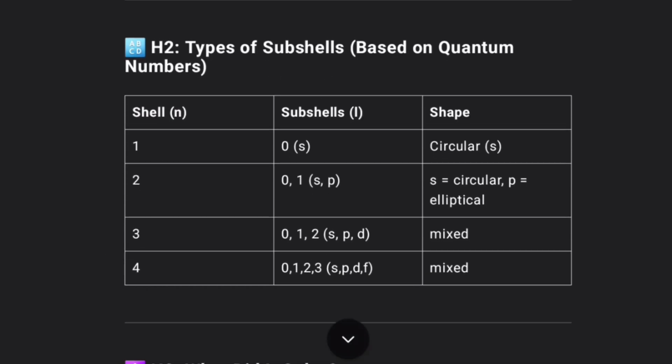Types of subshells based on quantum numbers. Shell n equals 1: l equals 0, s, circular. n equals 2: l equals 0, 1, sp, where s is circular and p is elliptical. n equals 3: l equals 0, 1, 2, spd, mixed. n equals 4: l equals 0, 1, 2, 3, spdf, mixed.